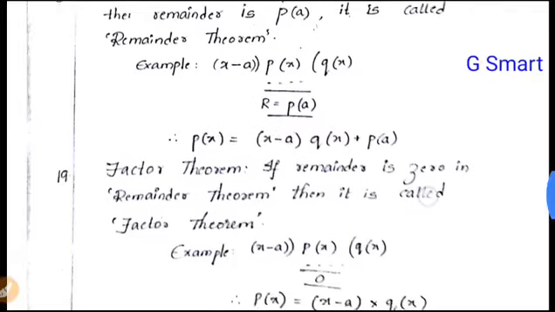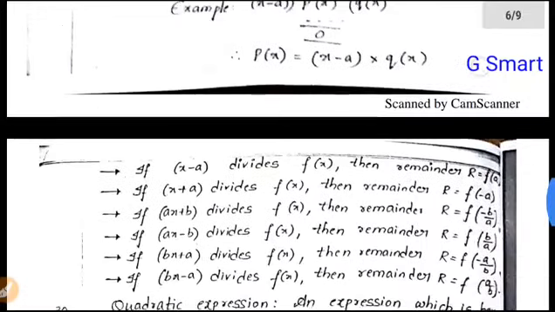Factor theorem. In this remainder theorem, if the remainder is not there, means the remainder is 0, then it is called the factor theorem. So if the remainder is 0 in the remainder theorem, then it is called the factor theorem. So p of x is equal to x minus a into q of x.